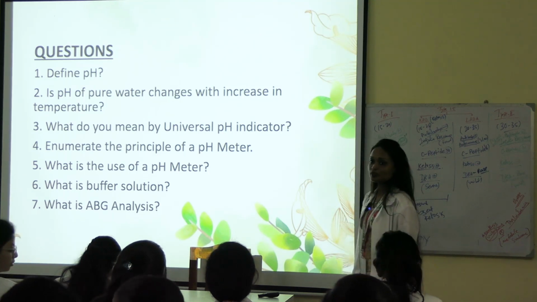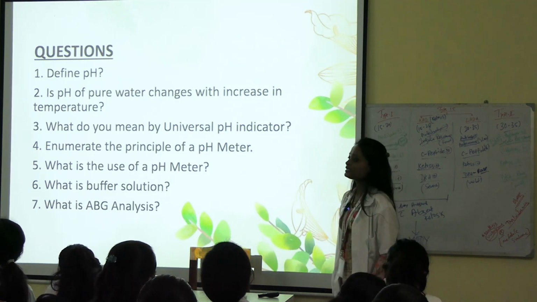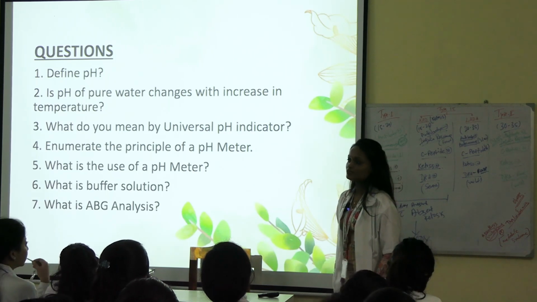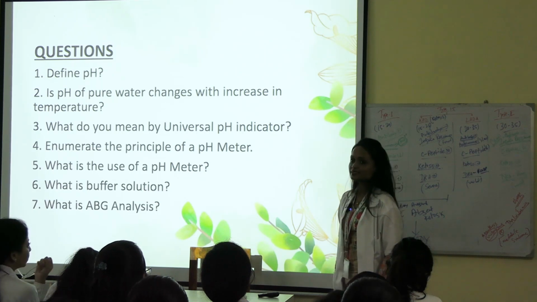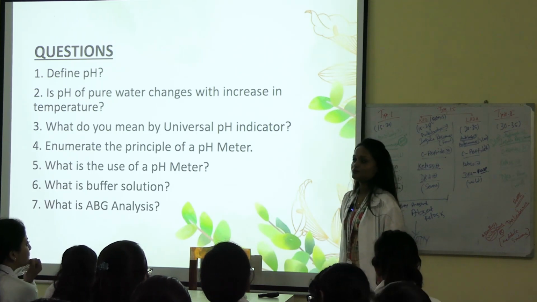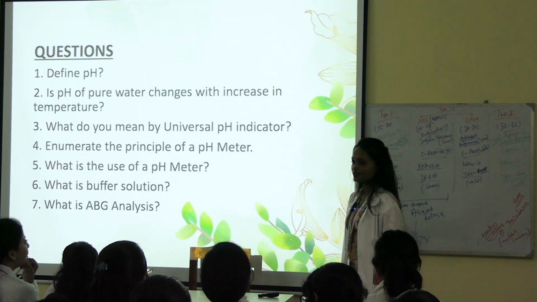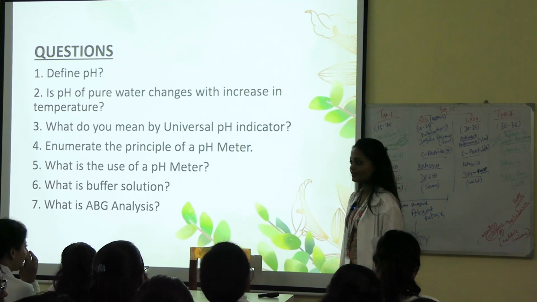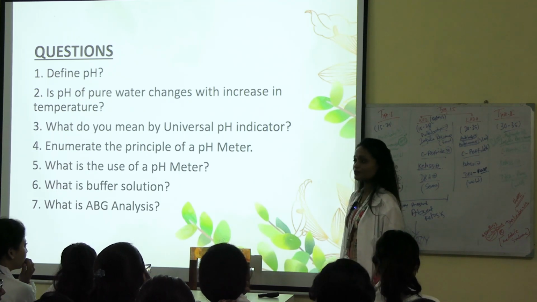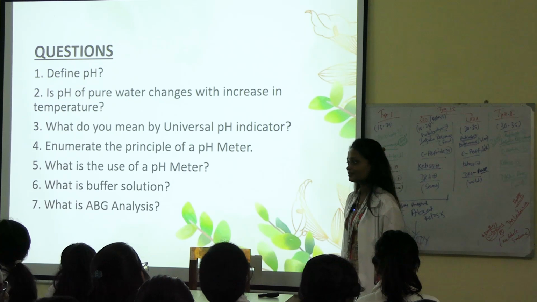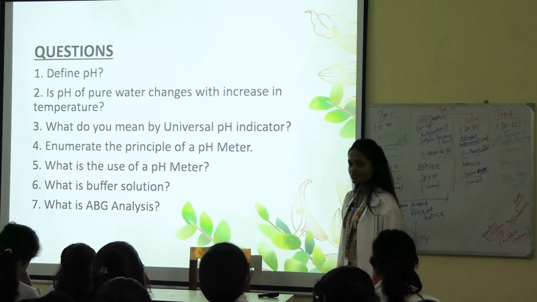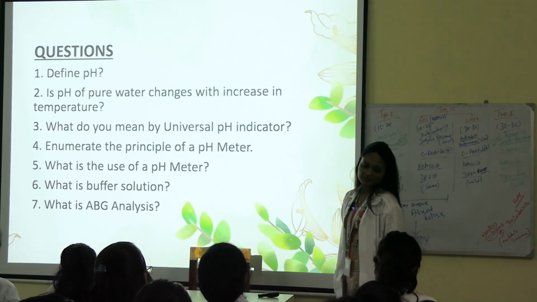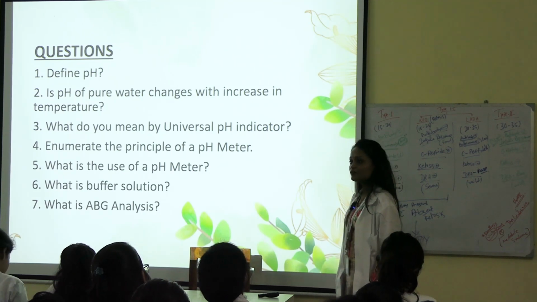How do we do ABG analysis? By blood test. So what is the preferable artery for ABG analysis? Radial artery is the preferable. The next is brachial artery. First preferable artery is radial artery, second is brachial artery, then third is femoral artery.